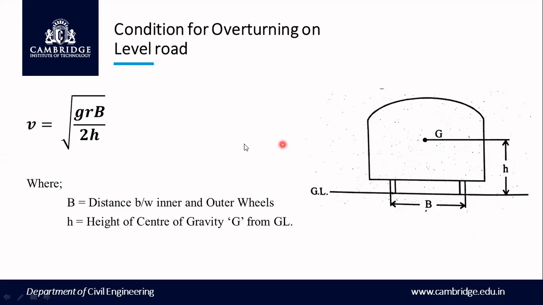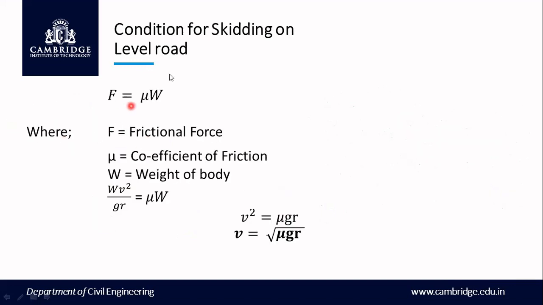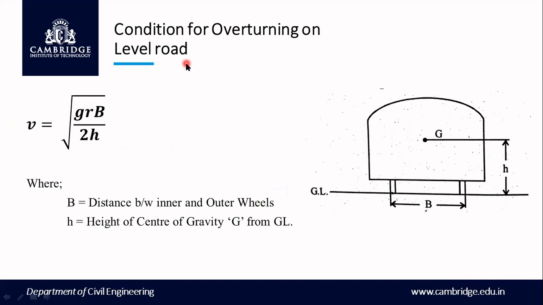So for such a condition, velocity v will be equal to root of g into r into b divided by 2h, where b is the distance between the inner and outer wheels, and h is the height of the center of gravity G from the ground level. So this we need to remember. For the skidding case on the level road, v is equal to root of mu into gr. And for overturning on the level road, we need to remember v is equal to root of grb divided by 2h.